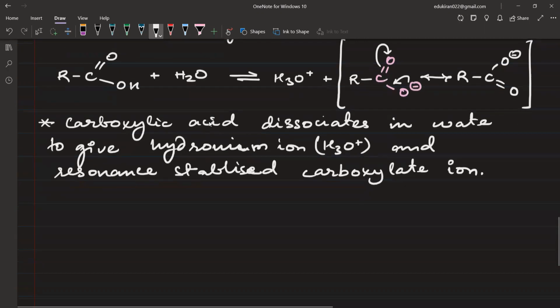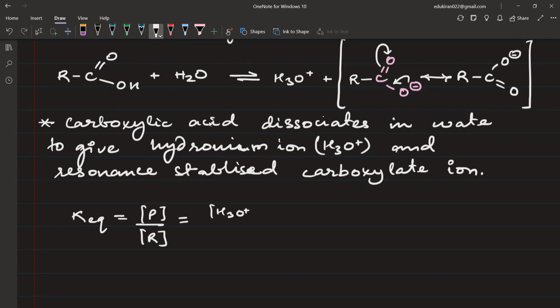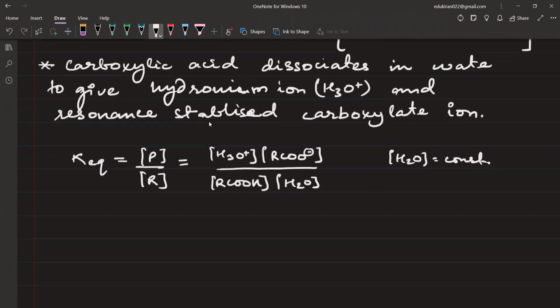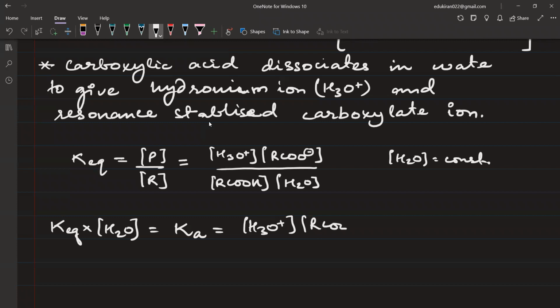Now, how to measure the acidity in terms of numbers? If you write the equilibrium for this, K equilibrium is the concentration of products upon the concentration of reactants. The products are H3O plus and RCOO negative. The reactants are RCOOH and the concentration of water. Since the concentration of water is a constant, we keep it on the left-hand side: K equilibrium times the concentration of water. For acids, this becomes Ka, which is equal to H3O plus times RCOO negative divided by RCOOH.